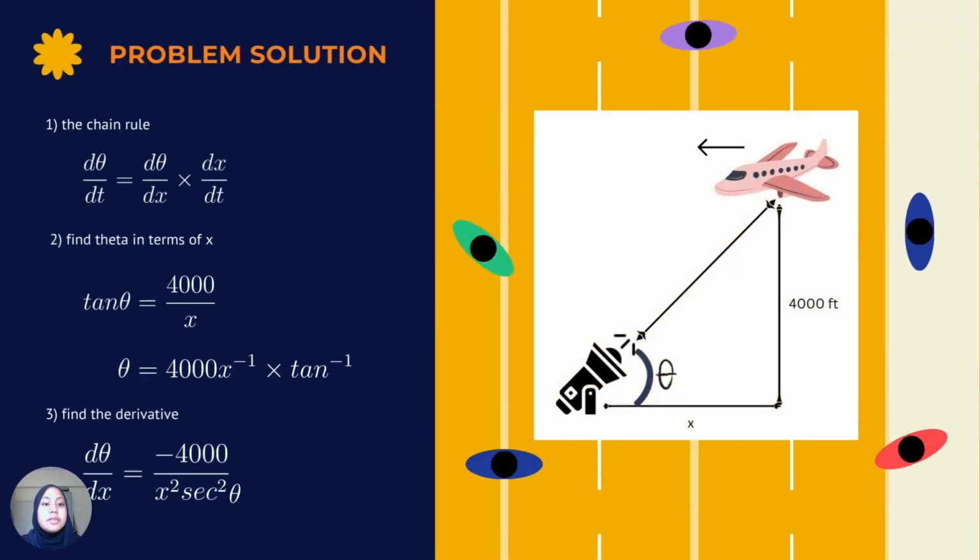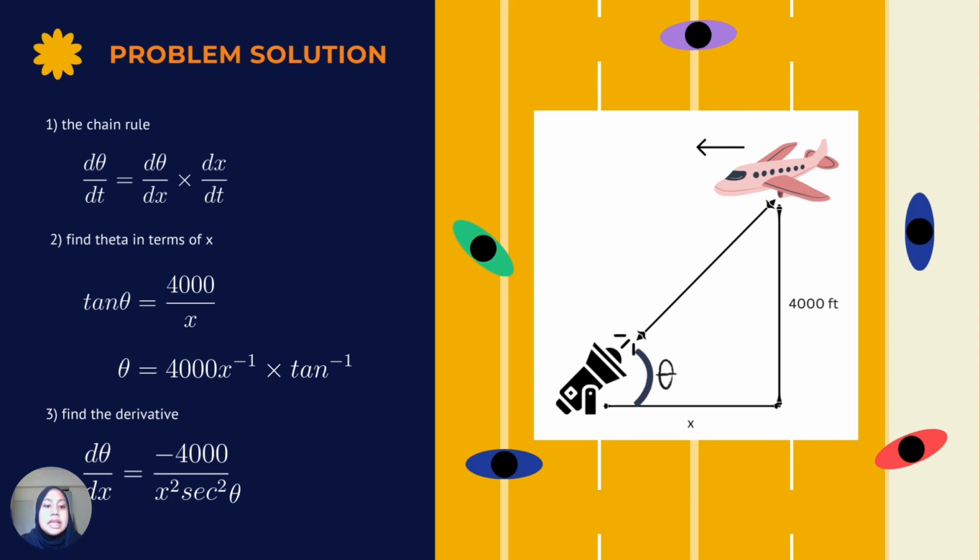So, to solve this kind of problem, first thing first, we need to use the chain rule. The chain rule relates the rates of each derivative. So, in this question, we need to find d theta over dt. So, the related rate is d theta over dx times dx over dt. But we need to find d theta over dx because the value of dx over dt has been given in the question. The second step, we need to find theta in terms of x.